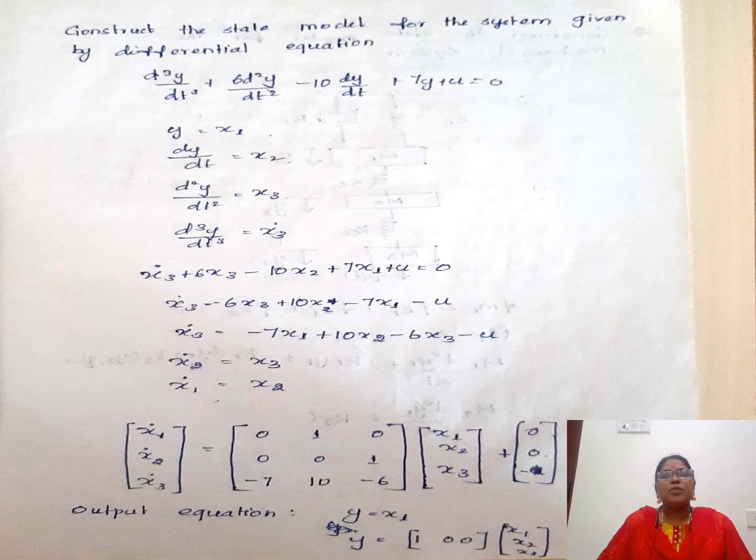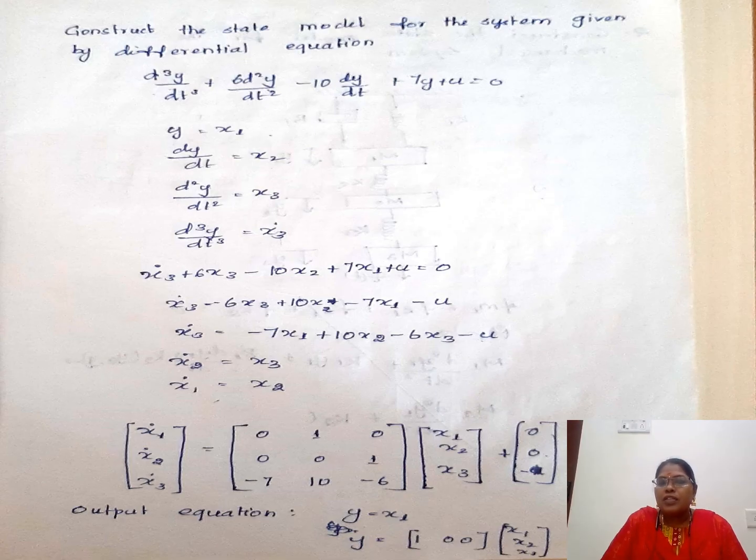Let's see one problem. Consider the state model of the system given by the differential equation. Here I have one differential equation: d cube y by dt cube plus 6 d square y by dt square minus 10 dy by dt plus 7y equal to 0. Now I have to assume the state variables. To do that, first I'm considering y equal to x1, because this equation has the variable y.